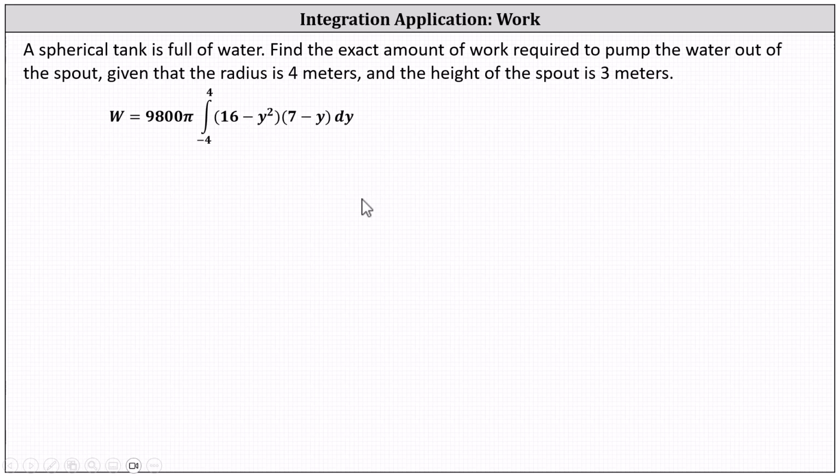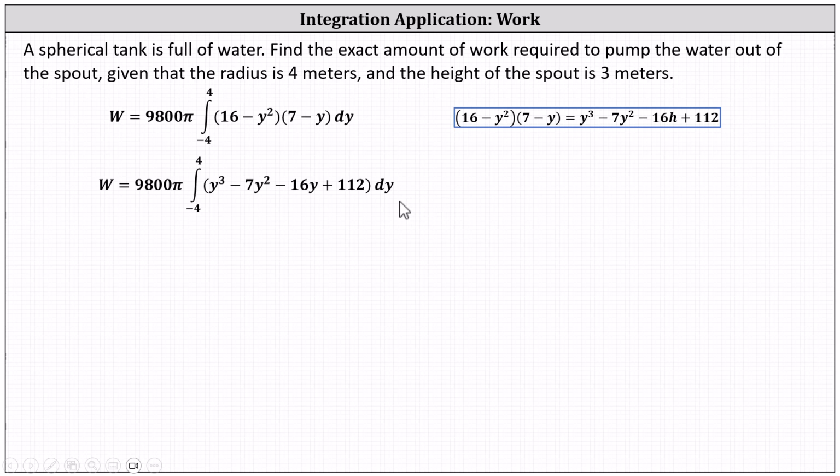And now let's expand the integrand function, which I've shown here on the right, by multiplying. We now have 9,800 pi times the integral from -4 to 4 of y cubed minus 7y squared minus 16y plus 112 dy. And now we determine the antiderivative, which is y to the fourth divided by 4, or 1/4 y to the fourth, minus 7 times y cubed divided by 3, or minus 7/3 y cubed, minus 16 times y squared divided by 2, which simplifies to minus 8y squared, plus 112y. Next, we determine 9,800 pi times the difference of big F of 4 and big F of negative 4.